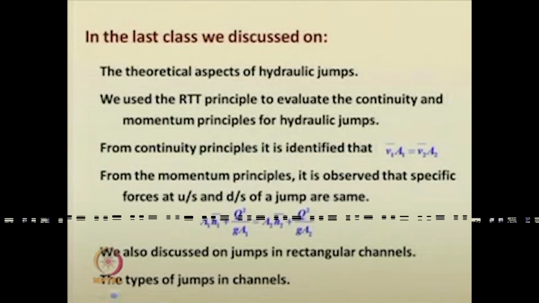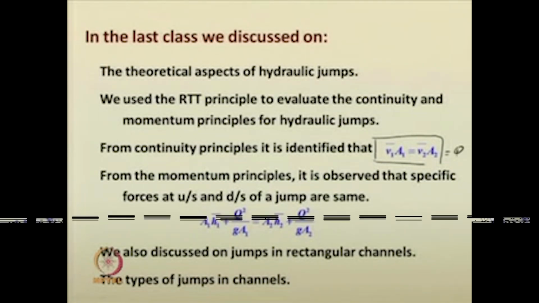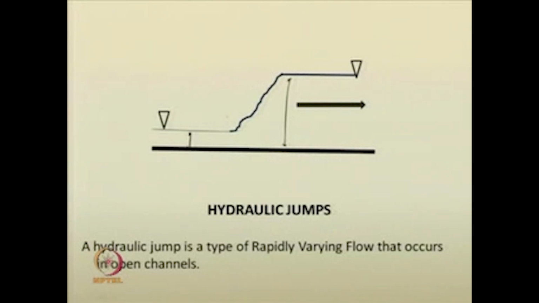If you recall, from the continuity principle we had easily arrived at the relationship that suggests the discharge is the same at the upstream, that is the pre-jump section, as well as the post-jump section. From the momentum principle, we had observed that the specific force at the upstream and downstream of a jump are the same. That is, in the jump, this is the upstream section, this is the downstream section, y 1, y 2. So the specific force at the upstream section as well as at the downstream section, both are the same.